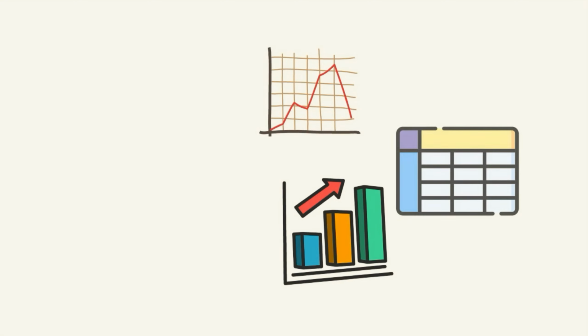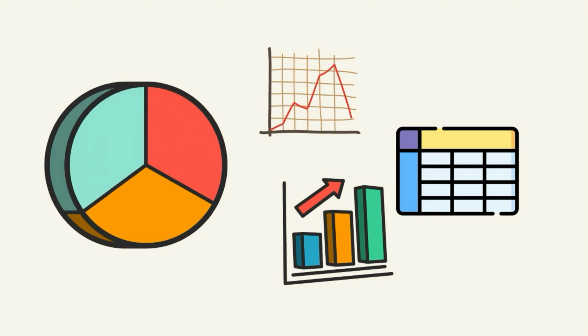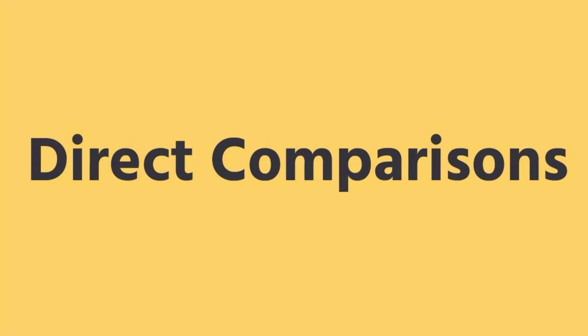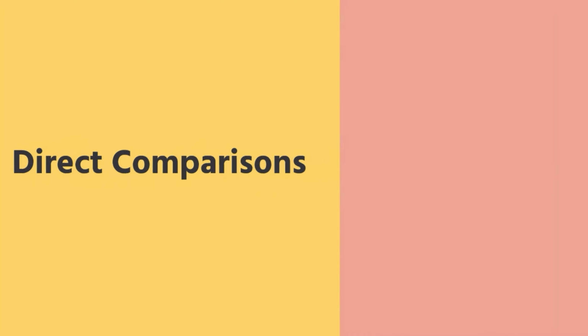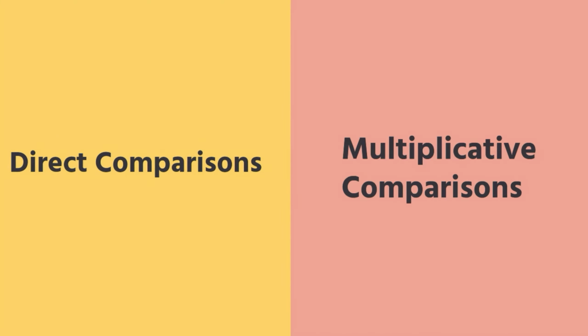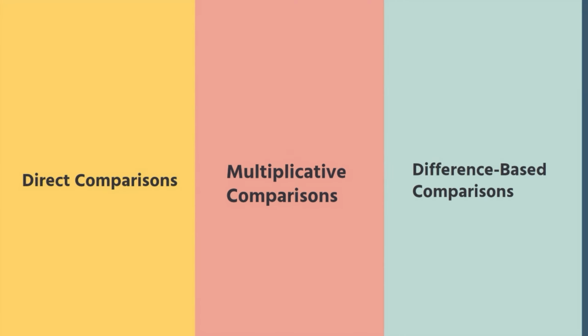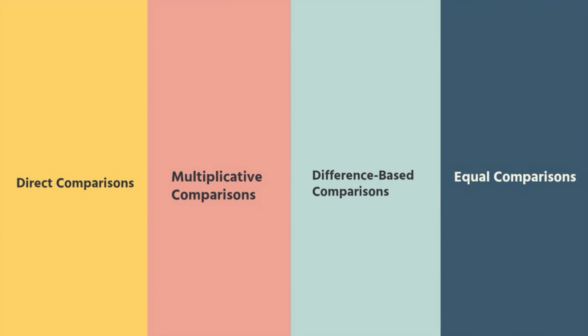Part 3. Comparative sentences. The main focus of Task 1 is making comparisons where relevant. For percentages, we can compare in the following 4 ways. First, direct comparisons. Second, multiplicative comparisons. Third, difference-based comparisons. Fourth, equal comparisons.